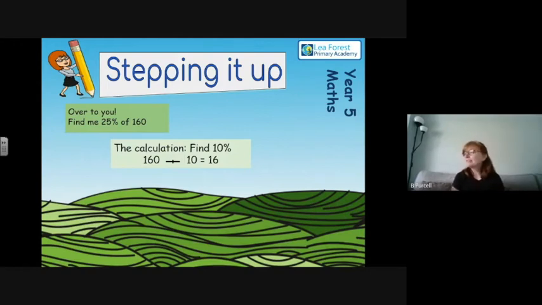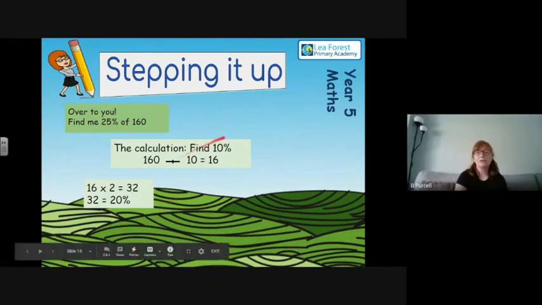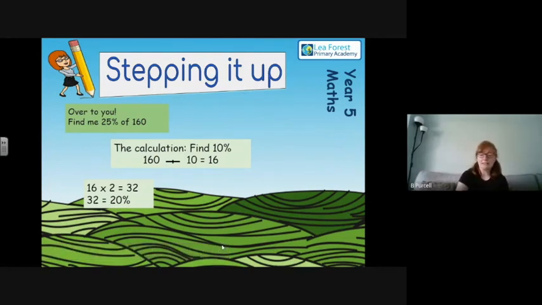Well done, Caris. 160 divided by 10 is 16, but I want 20%. So 10% is 16, but I want 20%. So that's two lots of 10%. So I multiply my 16 by 2 because that's two lots of 10%. Okay, so 32. So 32 is equal to 20%.